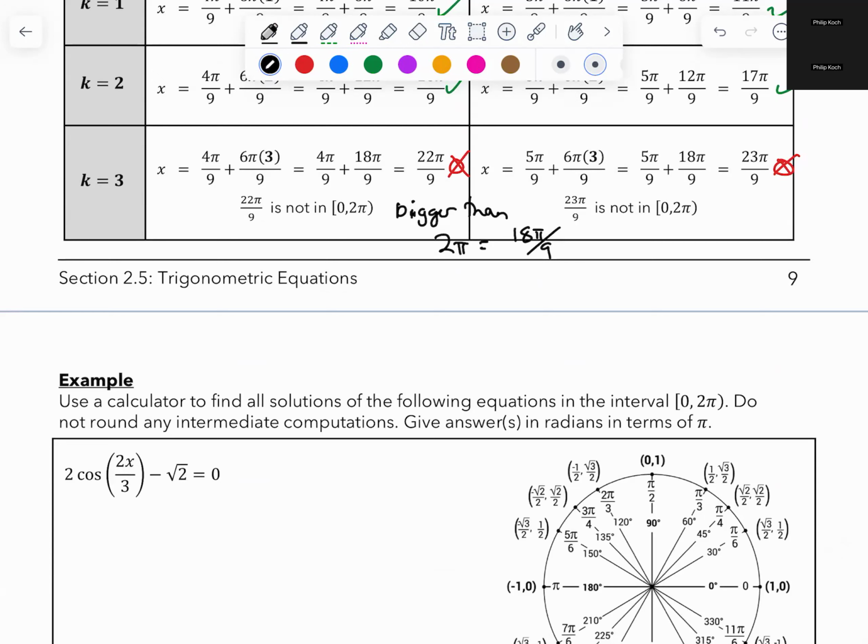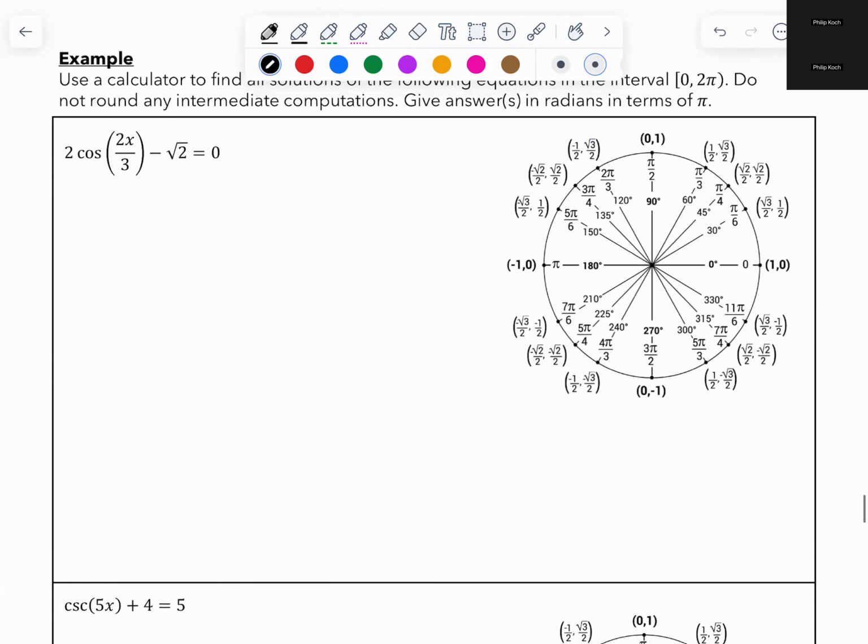So I'd like us to do this one. Let's kind of talk our way through it. What should we do first? Isolate the cosine. That's right. So we'll add square root 2 and then divide by 2. So we get that cosine of the quantity 2x over 3 is equal to square root 2 over 2.